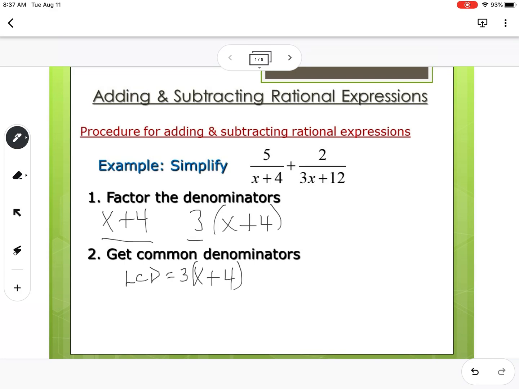All right, so I have an x plus 4 here. Have I seen an x plus 4? Yep, I got one in the LCD already. I don't need another one. So I have my LCD.